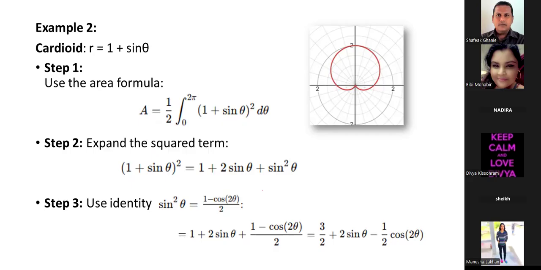Here we use an identity. Sine squared theta is equal to 1 minus cos 2 theta all over 2. So where we see sine squared theta here, we're going to put in the trig identity. So it's going to be 1 plus 2 sine theta plus the trig identity here. And when we multiply it out, it's going to be equal to 3 over 2 plus 2 sine theta minus half cos 2 theta.